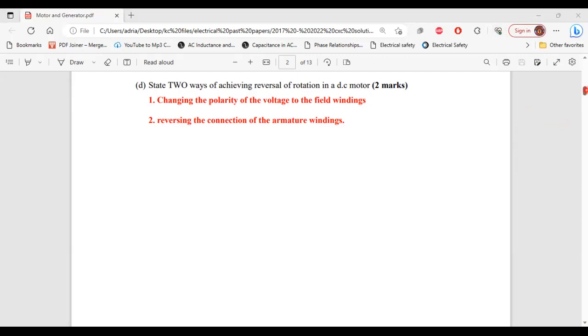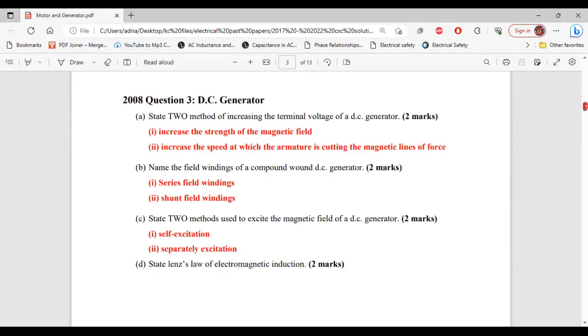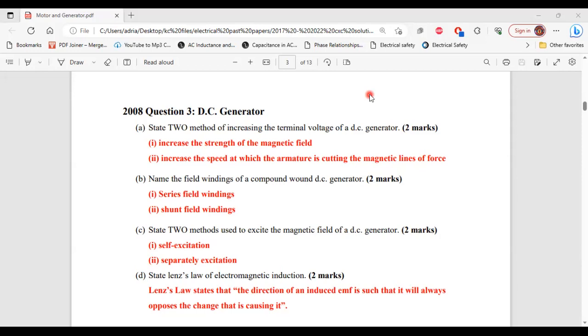Let's move on to the next question. So this is question 3 from the 2008 past paper. Part A, it says state 2 methods of increasing the terminal voltage of a DC generator. So the 2 methods are 1, to increase the strength of the magnetic field. 2, to increase the speed at which the armature is cutting the magnetic lines of force. All right, so that's it for part A.